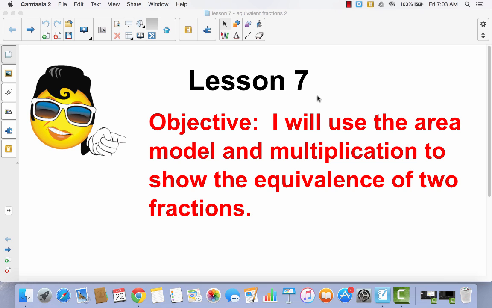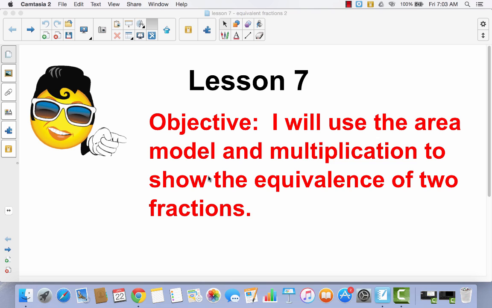Lesson 7, I will use the area model and multiplication to show the equivalence of two fractions. So in the last 3 lessons, we've been talking about finding equivalent fractions using the area model. And today we're going to continue that. The only thing is we're going to add on how you can use multiplication to show the equivalence.